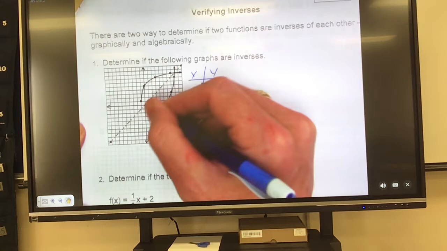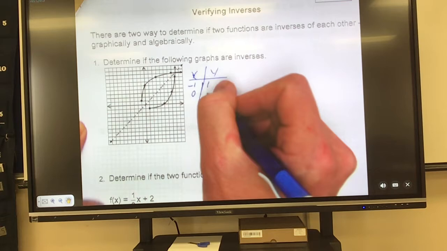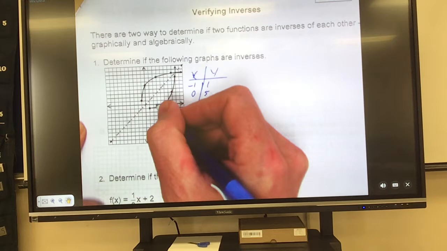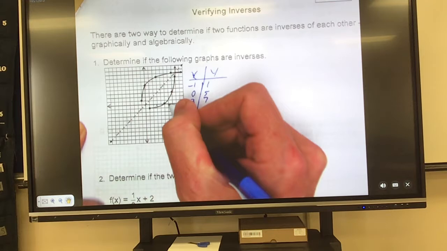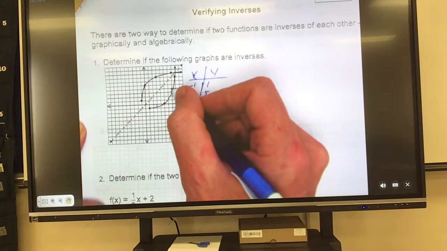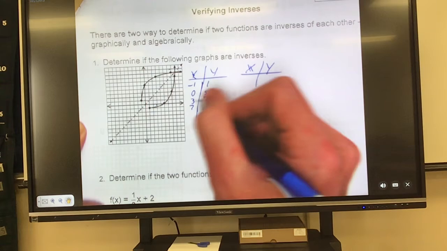So let's say that point right there, that would be over negative 1, up 1. That one is over 0, up 1, 2, 3, 4, 5. This point would be over 1, 2, 3, up 1, 2, 3, 4, 5, 6, 7. So 3, 7. And this point is over 1, 2, 3, 4, 5, 6, 7, and up 1, 2, 3, 4, 5, 6, 7, 8. So 7, 8. So for an inverse, for the next one, it should be just the opposite of this.